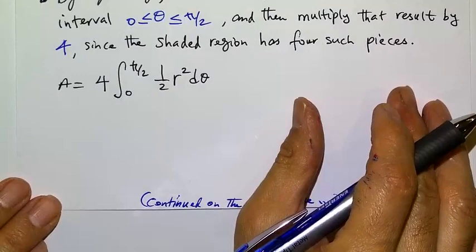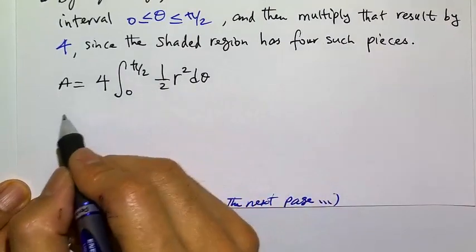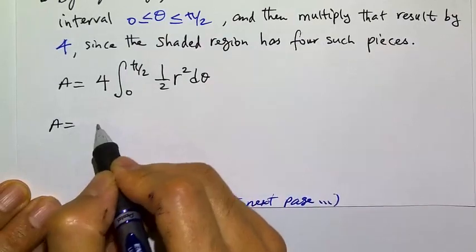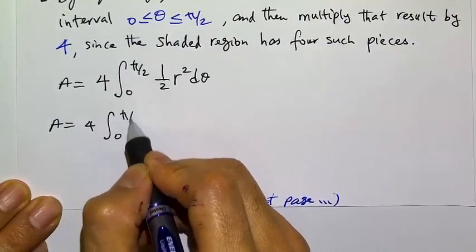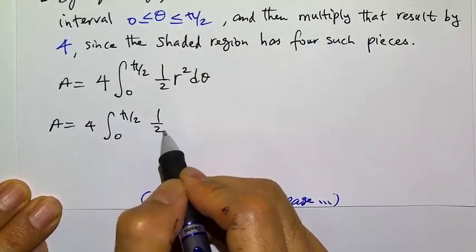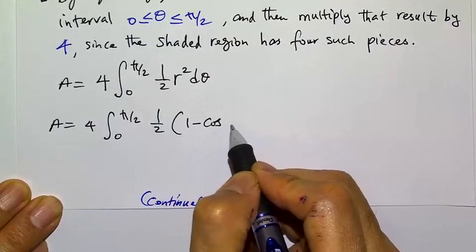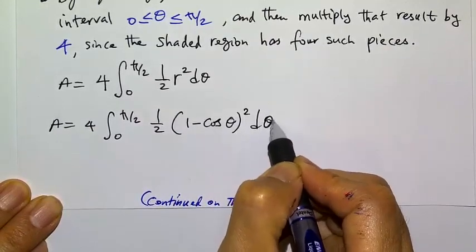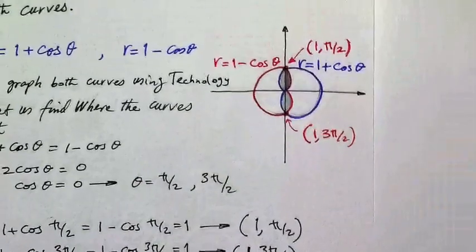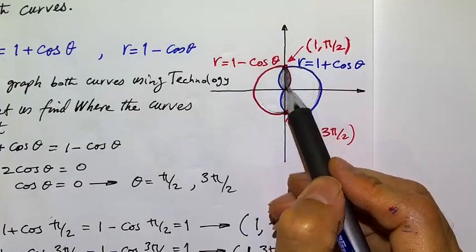And then we have the area A equals 4 times the integral of 1/2 times (1 minus cosine of theta) squared d theta. And you can see the red curve here going from 0 to pi over 2 like that.